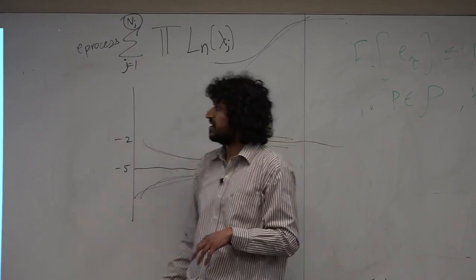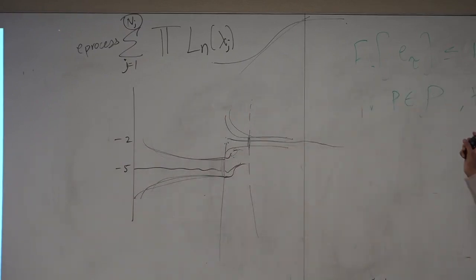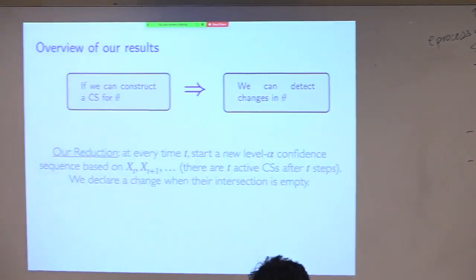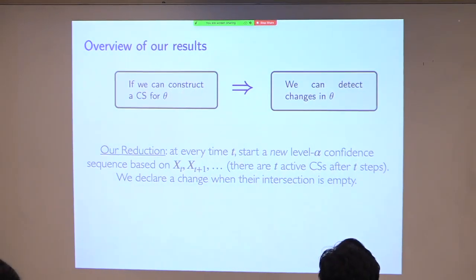Yeah, it doesn't have to be the mean. It could be any functional. Theta is any functional you're interested in detecting a change in. Theta could be the variance, theta could be the CDF, theta could be the entropy. And the question is, can you construct a confidence sequence for that functional? If yes, then you can do change point detection for that functional.